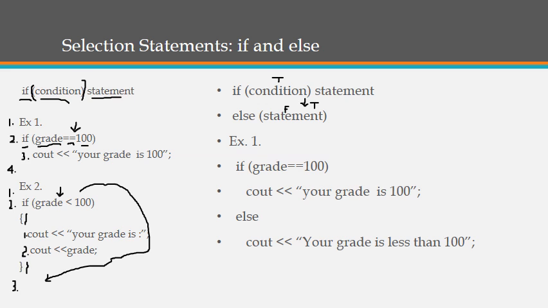For example, if we have the variable grade being the same as 100, if this is true, then we would output your grade is 100. Else, meaning the condition was false, we would output your grade is less than 100.